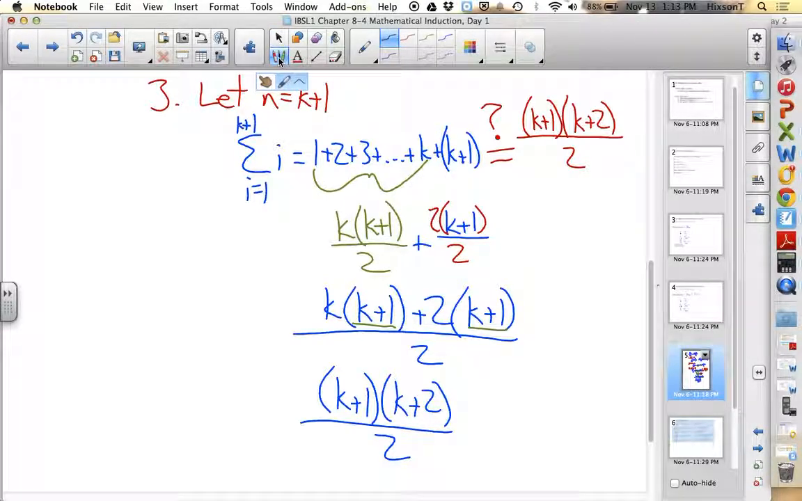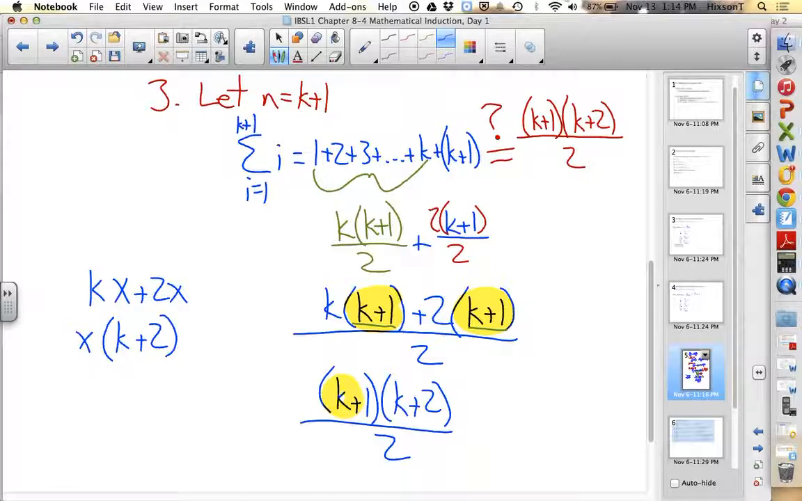If you remember when we factored by grouping, this is a common factor. It's just like if we were factoring kx plus 2x. If I asked you to factor that, you would factor the x out, and you'd have k plus 2, right? So I just took out that common factor and put it there. Okay?